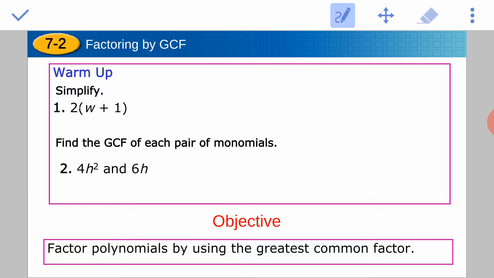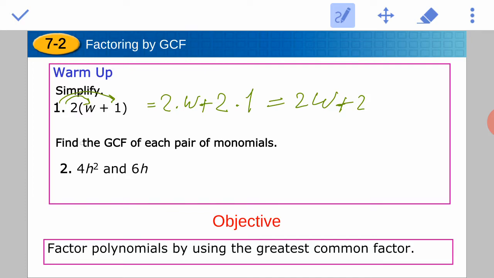Skill number 1, distributive property. When you have a monomial 2 multiplied by a binomial w plus 1, you need to multiply this 2 times the first term and the second term. So it's 2 times w plus 2 times 1. If you simplify that, it gives you 2w plus 2. Distributive property is the reverse of factoring by the GCF of today.